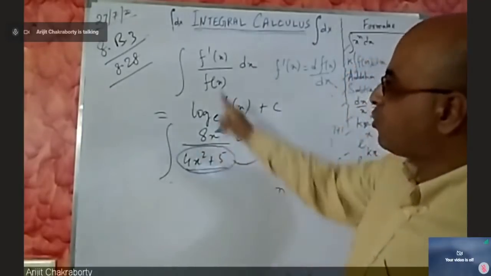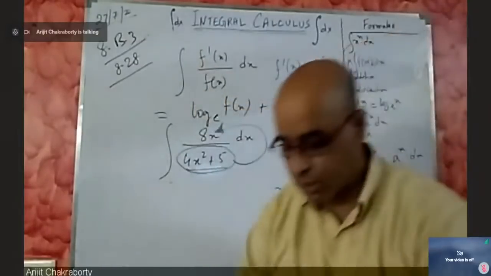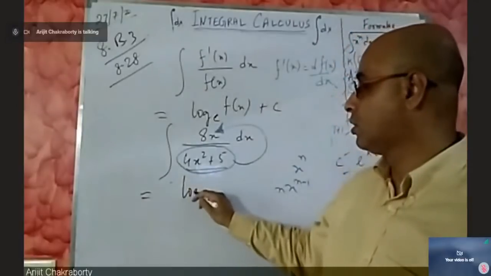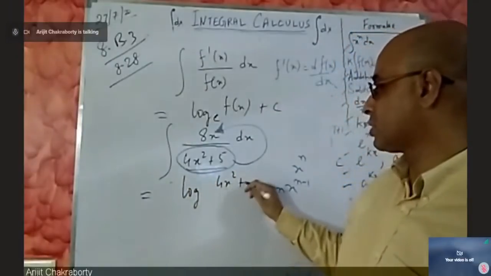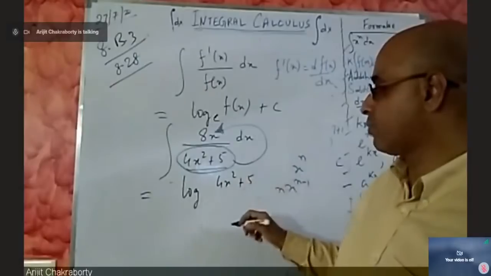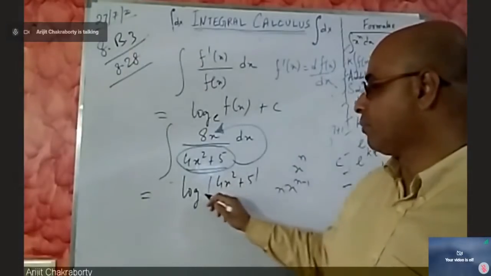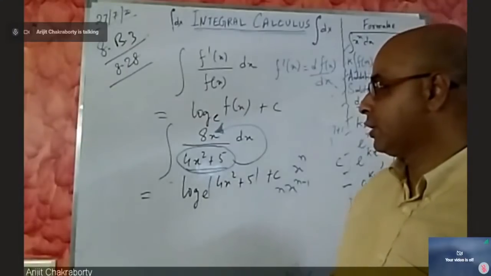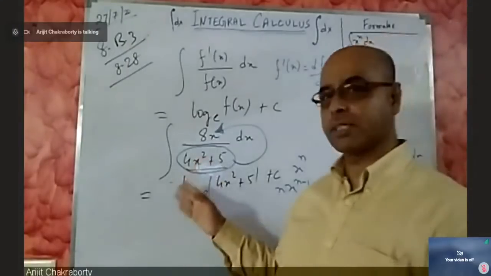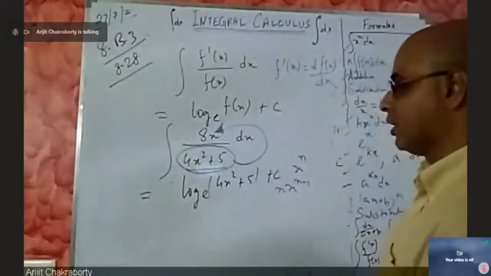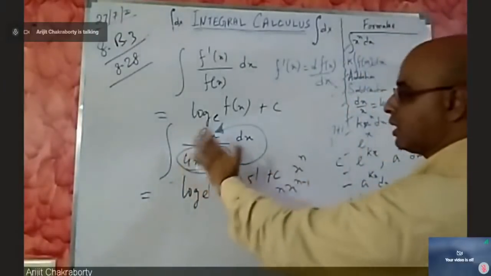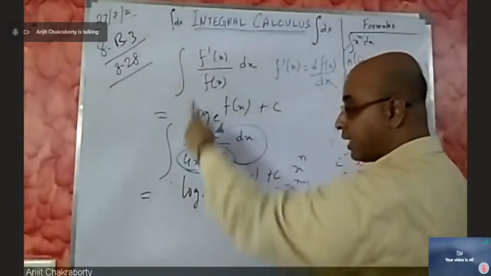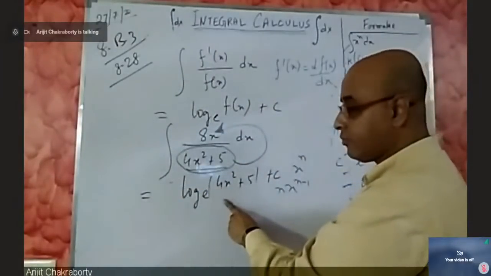So this is of the form f dot x by fx. So the direct answer to this will be log of 4x square plus 5 to the base e plus c. But of course there will be adjustments because we are having 4 here. There will be further adjustments. But the answer is this. So fx and f dot x, if you have, directly we can take this.